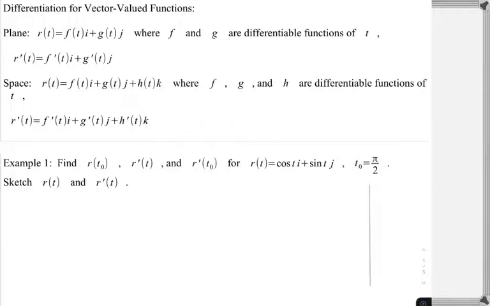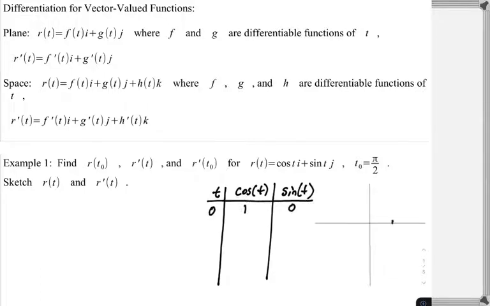So we're gonna do an example. We're gonna find r of t naught, r prime of t, and r prime of t naught for r of t equal to the cosine of t i plus the sine of t j, and then t naught is going to be pi over 2. We're going to sketch r of t and r prime of t. So we're going to do all of that here. And so first thing we're going to do is a sketch for r of t equals cosine t i plus sine t j. Okay, so we're just going to fill it out.